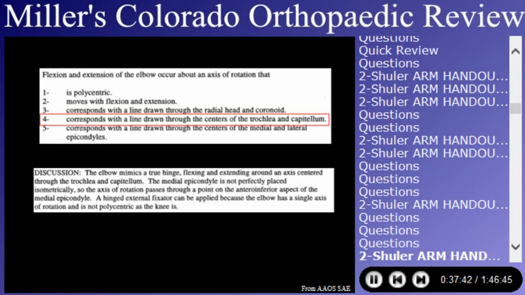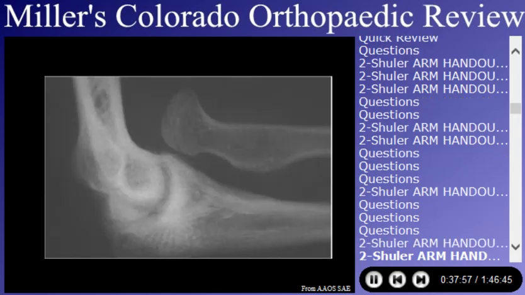Flexion and extension of the elbow occur about an axis of rotation that corresponds to a line drawn through the centers of the trochlea and capitellum. Do not forget, they'll also try to trick you. They'll have a question: a pediatric age patient has elbow trauma and is complaining of elbow pain right now. What do you do for this? You've got to know your anatomy. Is that normal radial head anatomy? No. This is congenital radial head dislocation. So the question is, what do you do for it? You don't do anything for it.